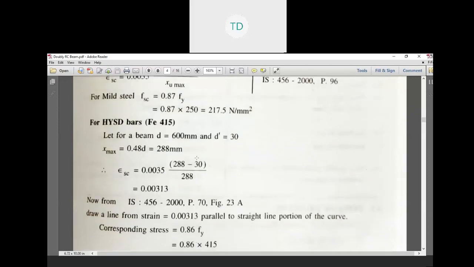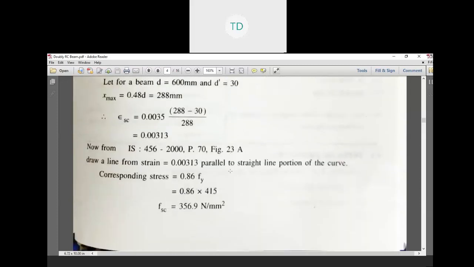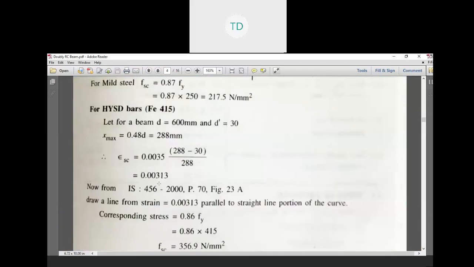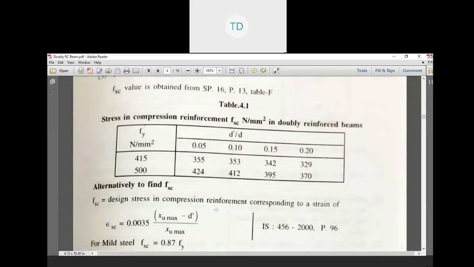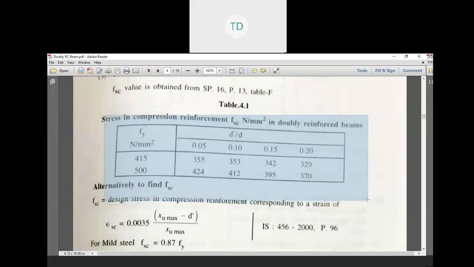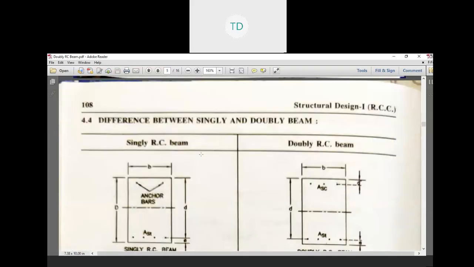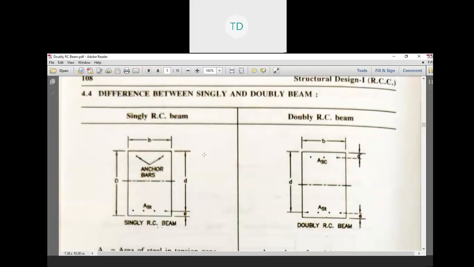From here we get a nearer value of Fsc, like 356.9 N/mm square. But this portion is a bit difficult, so I prefer you memorize this table or use SP 16 at exam time. This is the difference between singly and doubly reinforced beams, which I will cover in the next lecture.